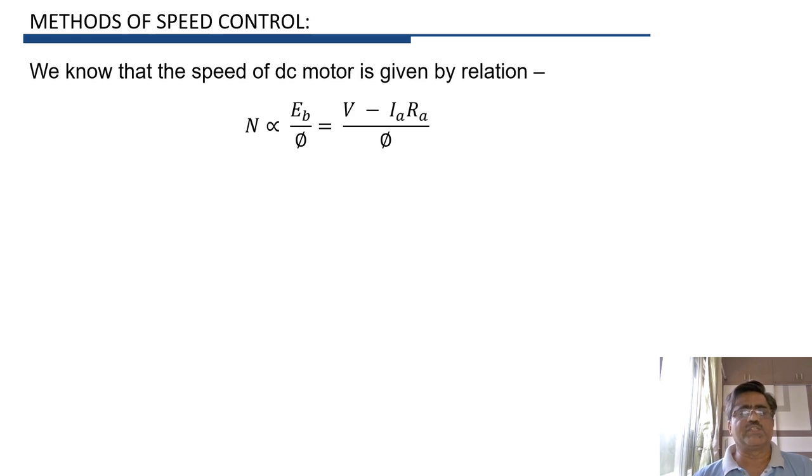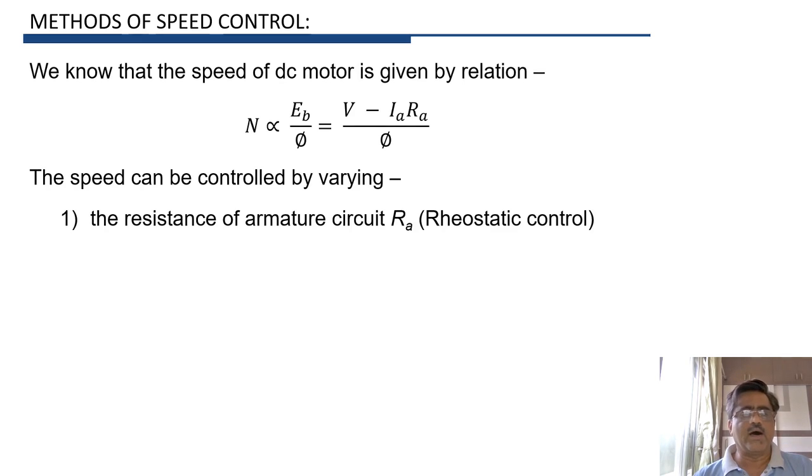So from this equation, the methods of speed control are: first is by changing the resistance of armature circuit, that is Ra. Here Ra is the resistance of armature. Now if additional resistance is connected in series with armature, its resistance will change, and by changing Ra, we can control the speed. This method is called rheostatic control.